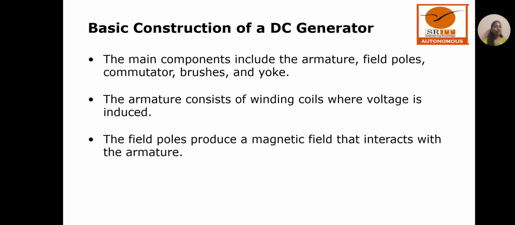Basic construction of a DC generator. The main components include the armature, field poles, commutator, brushes and yoke. The armature consists of winding coils where voltage is induced. The field poles produce a magnetic field that interacts with the armature, and voltage is induced in the armature.